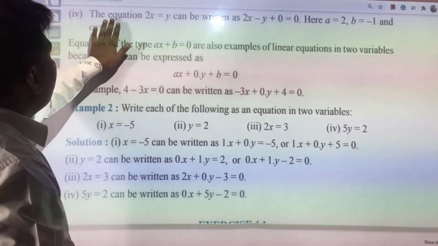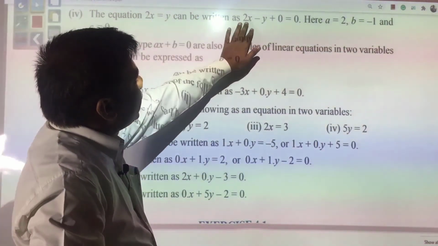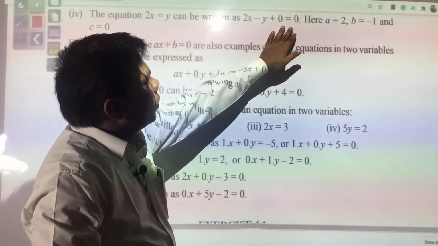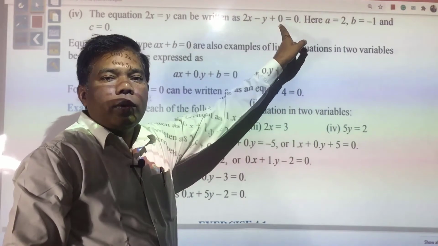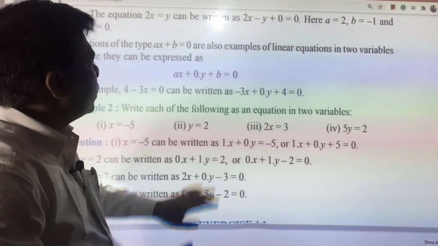Next, you have the equation 2x is equal to y, which can be written as 2x minus y plus 0 is equal to 0. Here you have a is equal to 2, b is equal to minus 1 and c is equal to 0. If nothing is there, it means c is equal to 0.